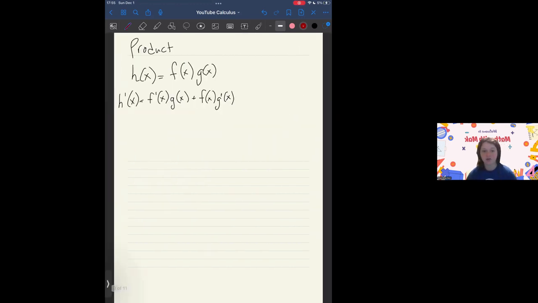Now, product rule, this one is the multiplication one. So all this is saying is if you have one function multiplied by another function, you take the derivative of one plus the derivative of the other, and you multiply by the one that you didn't use.